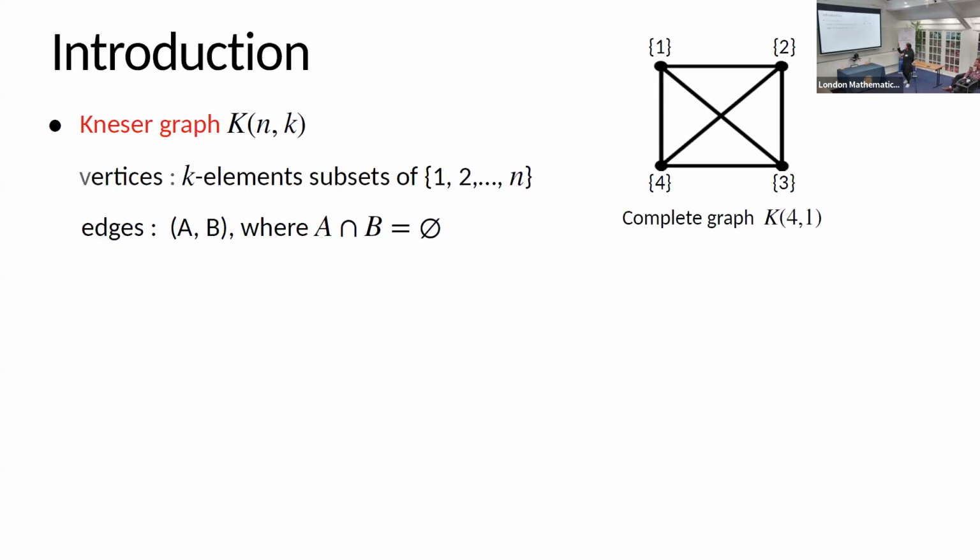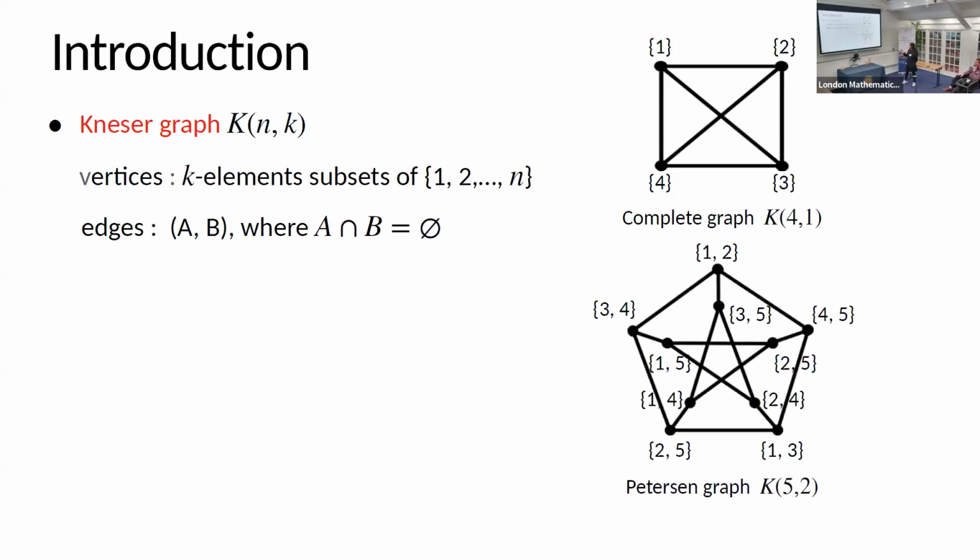So this is one example of a Kneser graph, the complete graph. Here you see k is 1. So all these vertices are singleton sets and they are disjoint. So we put an edge between every pair of vertices and we get a complete graph. Another very popular example is the Petersen graph. In this case, n is 5 and k is 2. As you can see, the vertices are the two-element subsets of the set 1 to 5, and we put an edge between two sets if and only if they are disjoint. Throughout the talk, we will assume that k is at least 1 and n is at least 2k plus 1. Otherwise, you will just get a very trivial graph on two vertices.